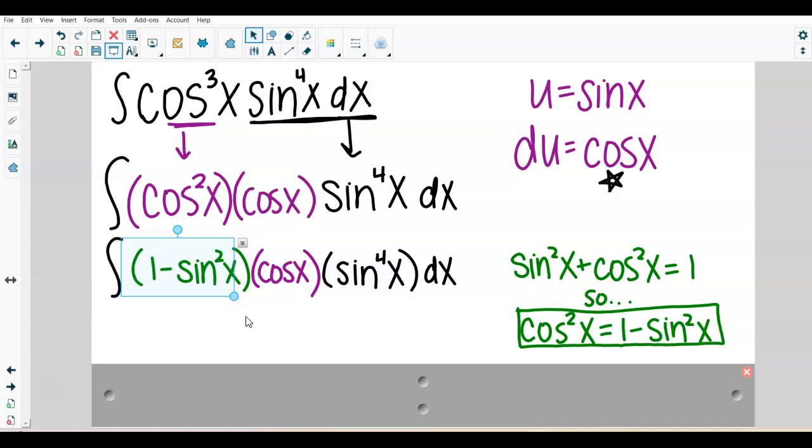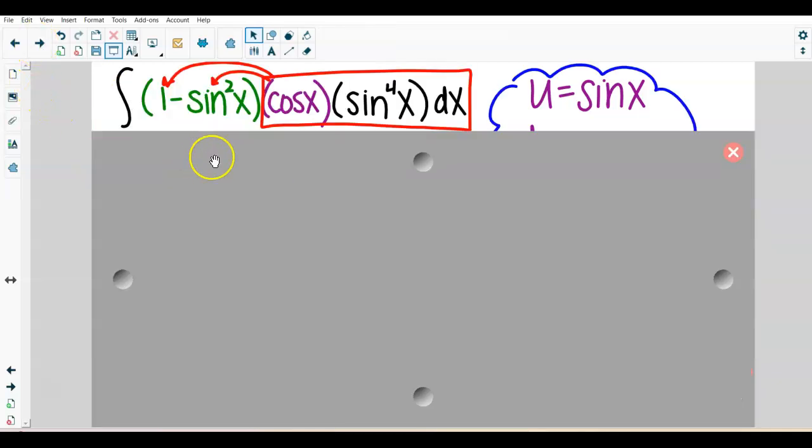Once we have that relationship, we can now replace cosine squared here with what it equals, 1 minus sine squared. So now everything here is in terms of u, and then we have a du present. Well, we're not quite ready to integrate because if we tried right now, we would have u, du, and 1 minus u. And the 1 minus u in the multiplication problem will mess it up. So what we can do is take this cosine x sine to the fourth and distribute it in and break up this 1 minus sine squared.